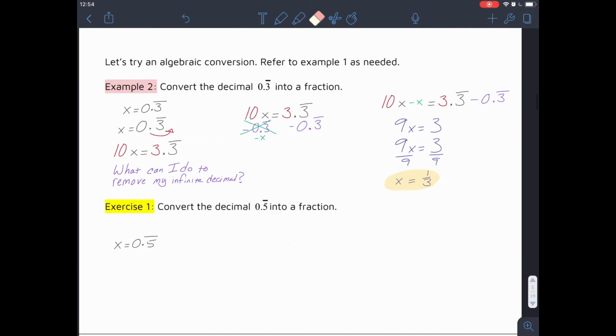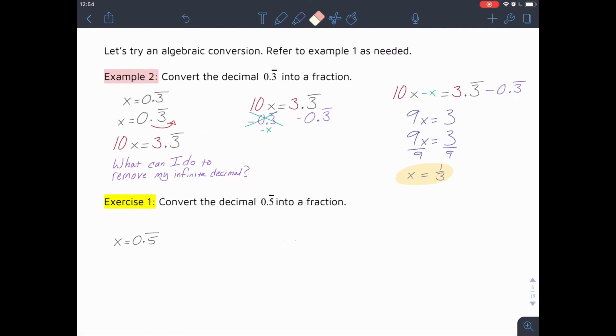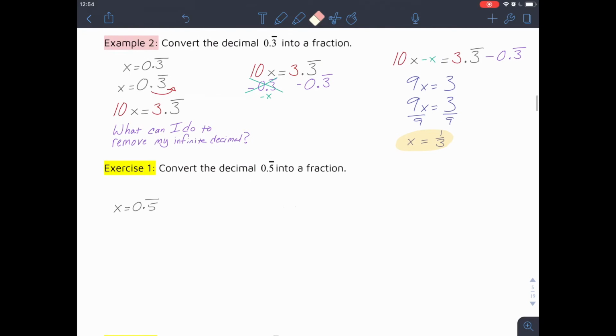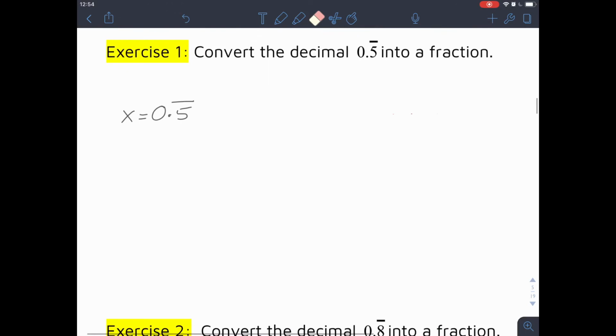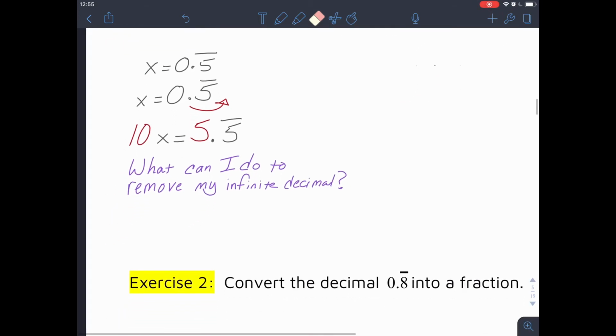So let's try that again, but this time with 0.5 repeating, and I encourage you, now that you've seen an example, to really pause and try it on your own. So just like before, first step, we're going to set our repeating decimal equal to x. Then I'm going to write another balanced equation, but I want my repeating digit to be to the left of my decimal point. So since I have to move my decimal point over one place, I'm going to multiply both sides of my equation by 10.